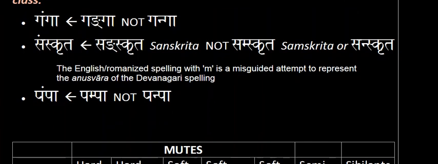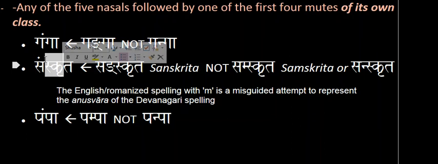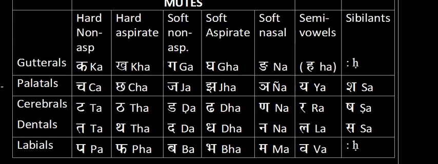Now, the anuswar stands for any of the five nasals followed by one of the first four mutes. So it has to be followed by one of the first four mutes. So let's take a look at what is following this anuswar. We have a half sa and we have a ka. Now this half sa, is it a mute? It is not one of the four mutes. If you take a look in the table, the first four mutes are the hard non-aspirate, the hard aspirate, the soft non-aspirate, and the soft aspirate. Now, sa belongs in the dental section. However, it is not one of the first four mutes.